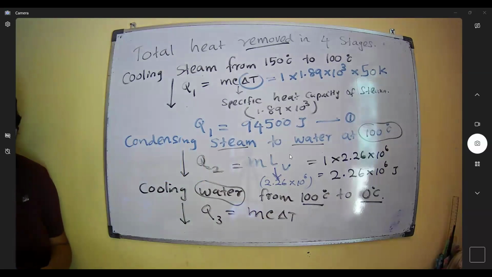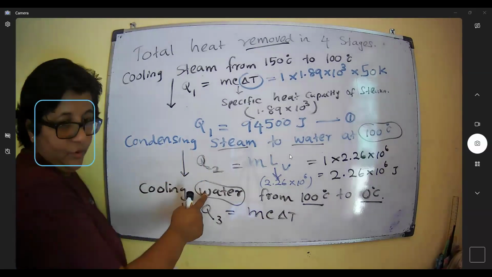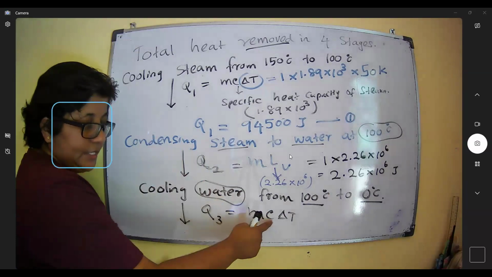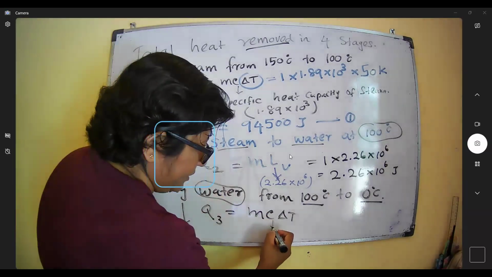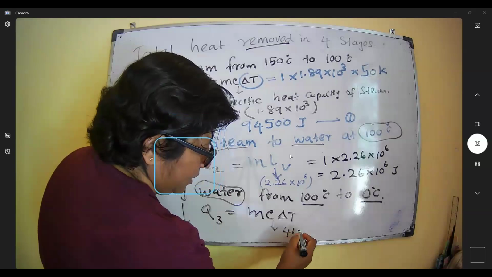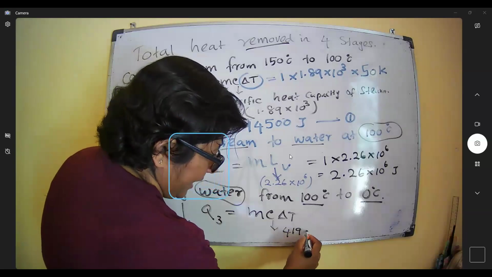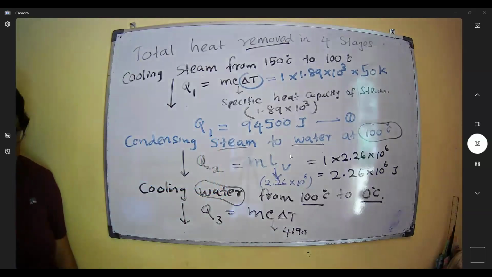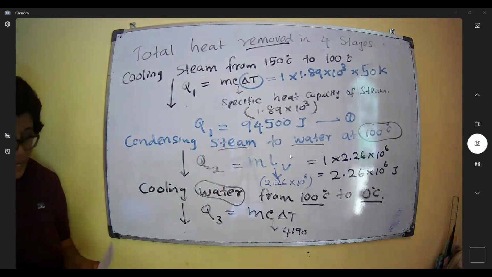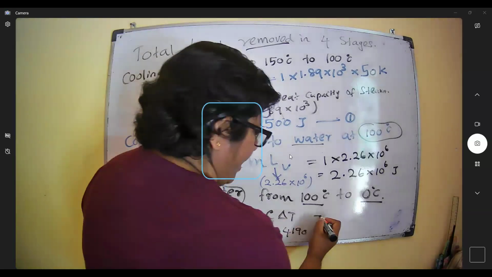Then what is c? c is the specific heat capacity of water. Because it is only water, we can see that c is the specific heat capacity of water. It will be given, and the value is 4,190. Normally we take 4,200. If they mention 4,190, then we can take this value. Then we can substitute the values.